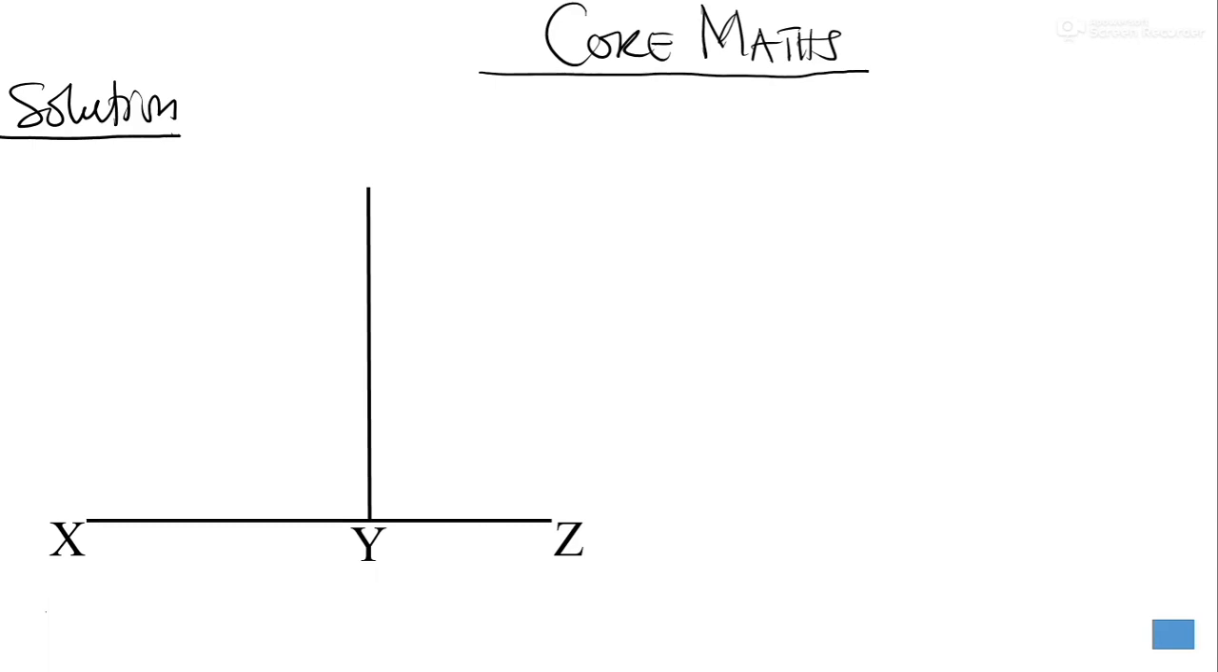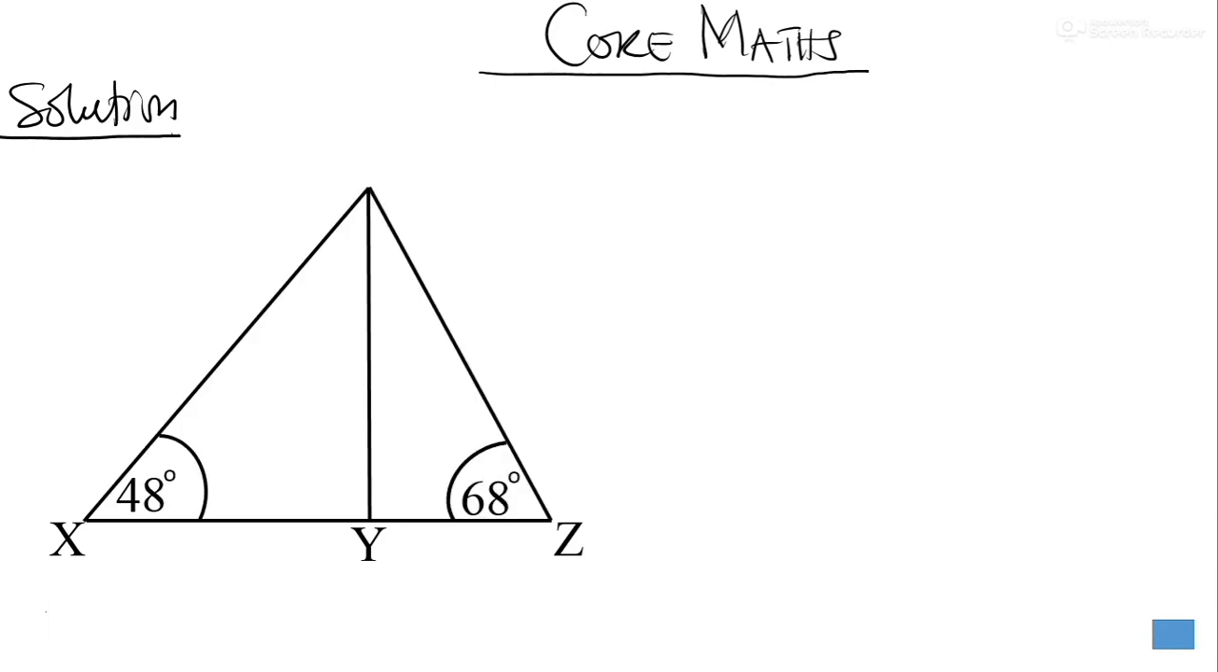Now we're also told that the angles of elevation of the top of the tower from point X and point Z are 48 degrees and 68 degrees respectively, and the top of the tower was labeled as W. I hope you are following. Good. Now we're also told that X and Z are 25 meters apart. So this is our diagram.